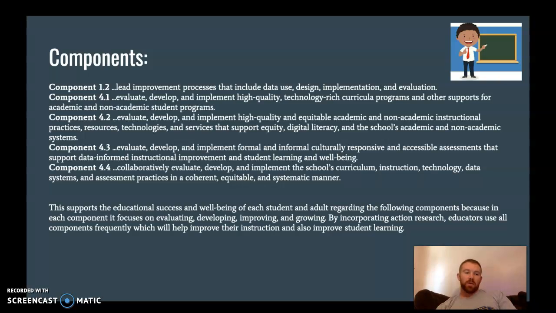For the five components here, this supports the educational success and well-being of each student and adult regarding the following components, because each component focuses on evaluating, developing, improving, and growing. By incorporating action research, educators use all components frequently, which will help improve their instruction and also improve student learning. When I looked at those components, it almost always stated something about either evaluating or improving. And so when we use action research, that's exactly what we're trying to do: evaluate, improve, observe, assess, and we're doing that to help improve not only ourselves, but our students.